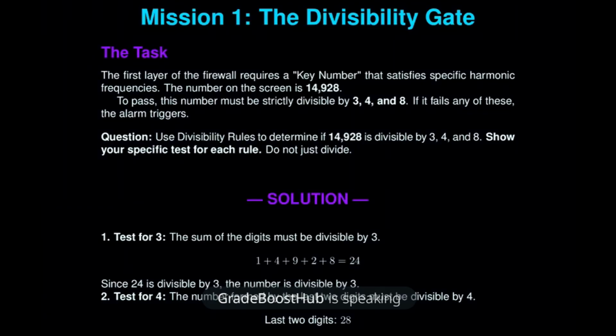The task says the first layer of the firewall requires a key number that satisfies specific harmonic frequencies. The number on the screen is 14,928. To pass, this number must be strictly divisible by 3, 4, and 8. If it fails any of these, the alarm triggers. So let's see the question part now. We need to use the divisibility rules to determine if this number is divisible by 3, 4, and 8, and we need to show a specific test and not just divide.